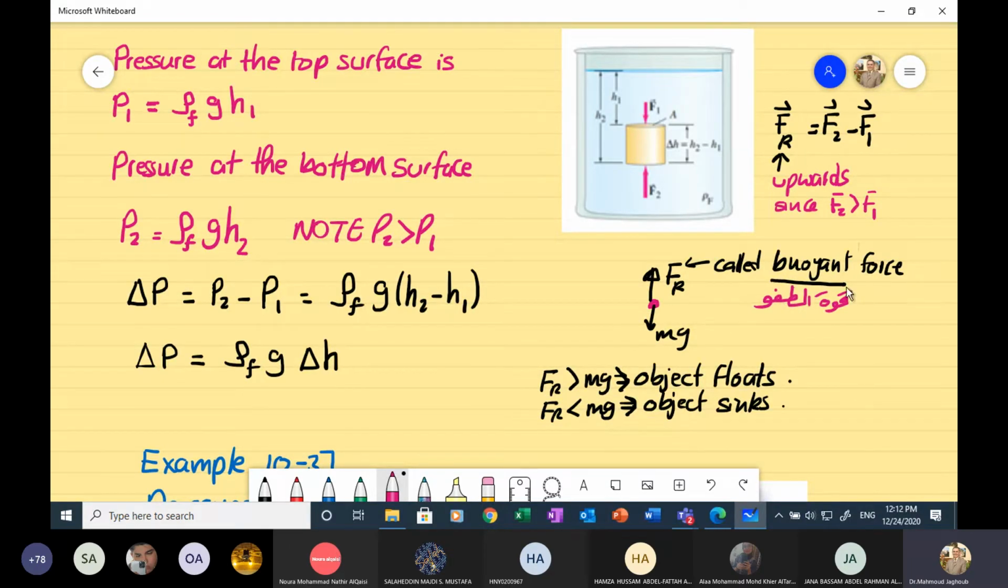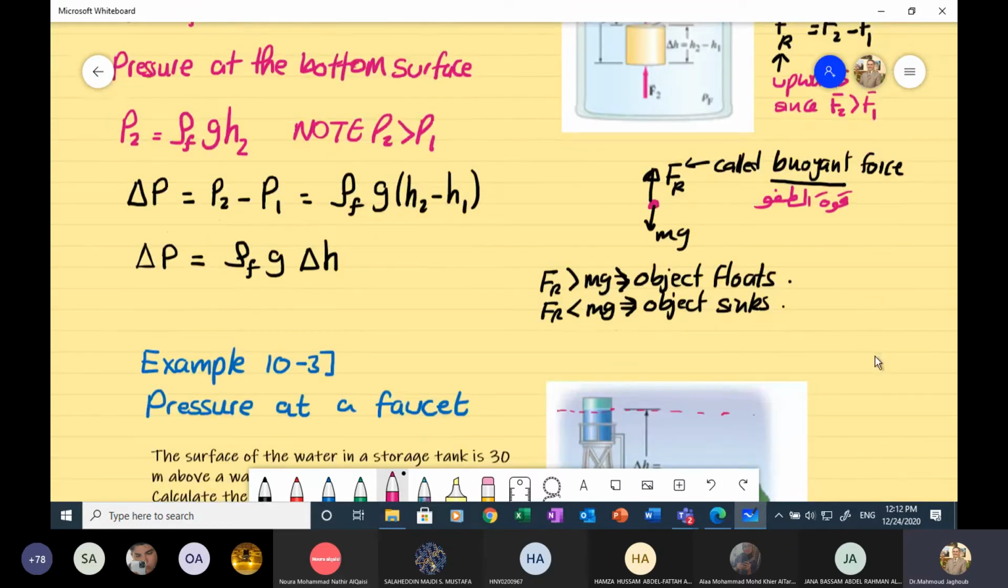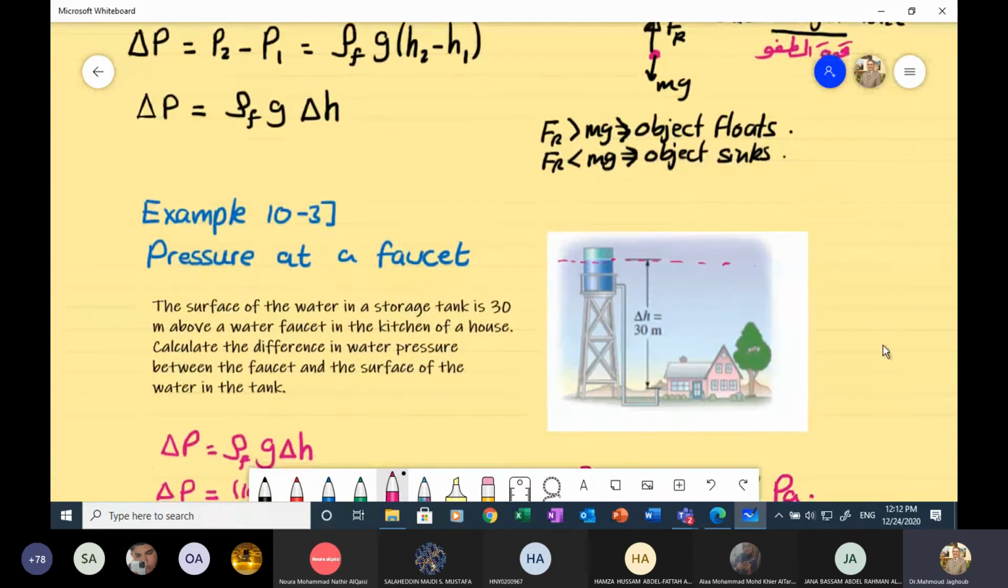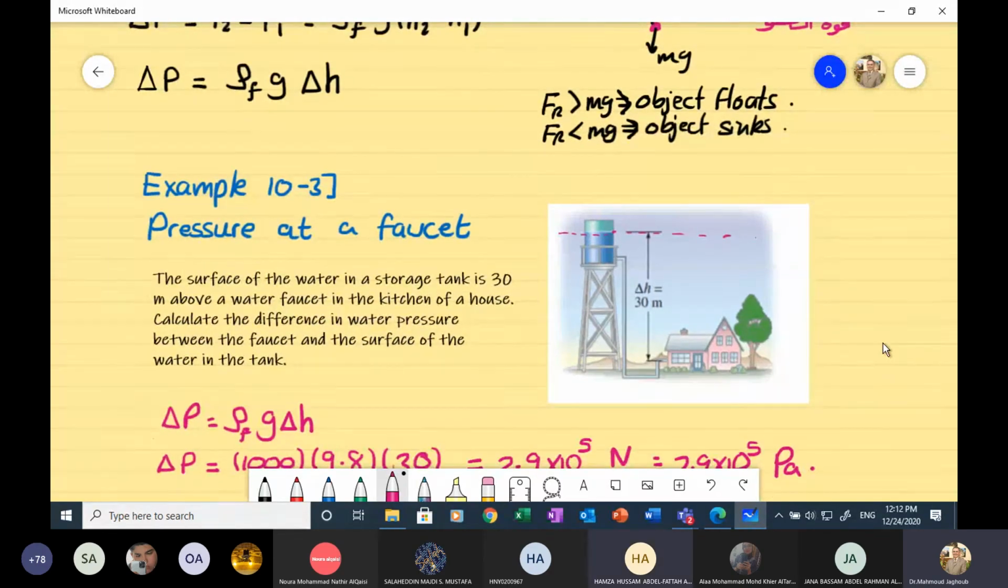Whenever you go inside the water, do you feel that your weight has increased or decreased? Decreased. أكيد decreased. Just give me any one person who felt that he is heavier in water than in air, and I will give him a prize. This never happens. Always, when you go inside water, you feel that your weight has decreased. Why? Because you have a pushing force upwards.